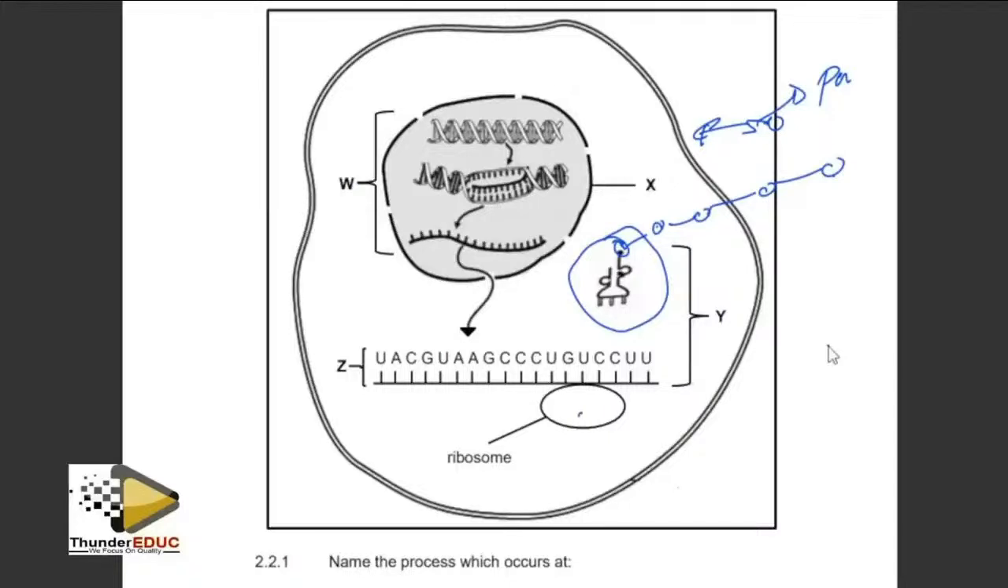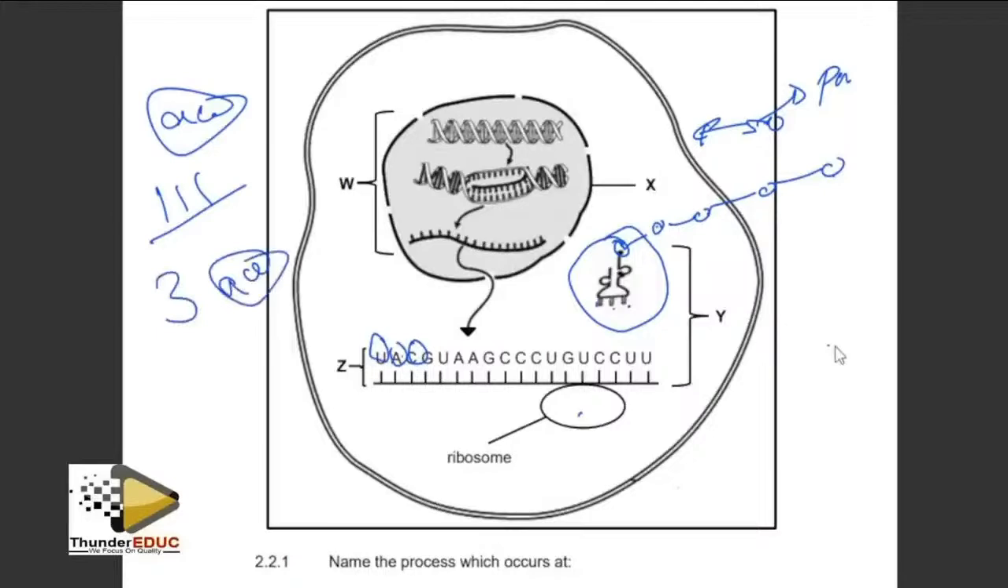Now, a question can come: how many bases, how many nucleotides code for an amino acid? Remember, an amino acid always has 3 bases, 1, 2, 3. But if they say there are 3 amino acids, how many bases are there? It's going to be 1, 2, 3 times 3, which gives you 9.